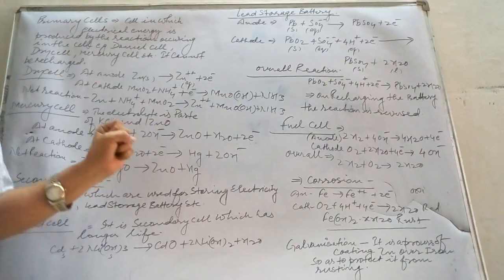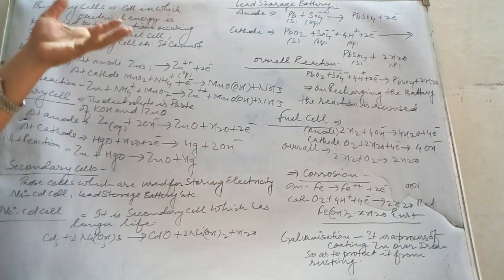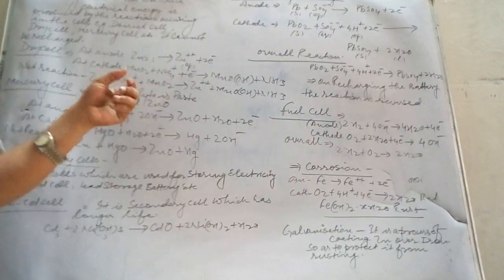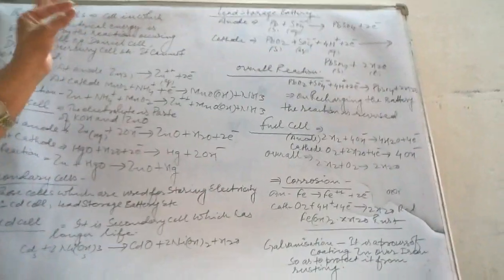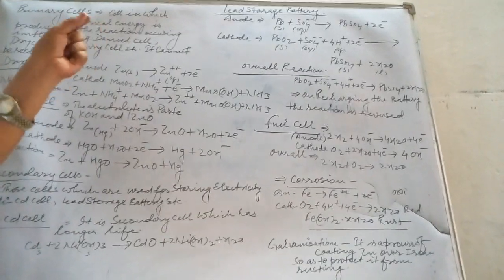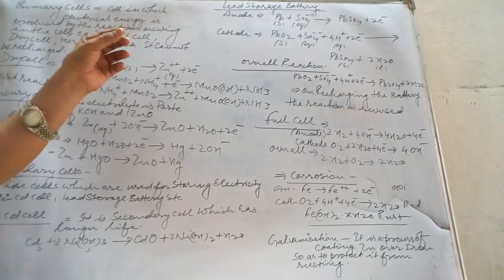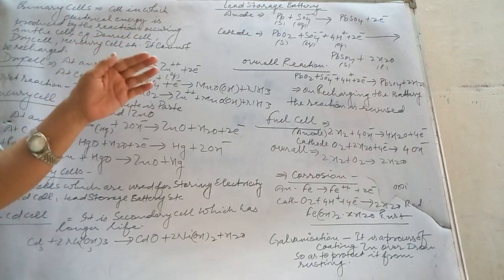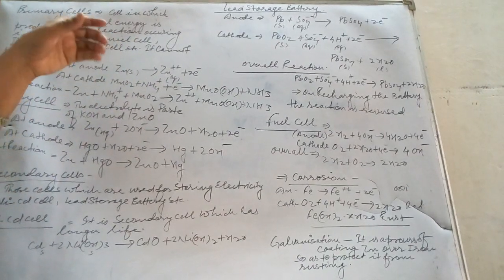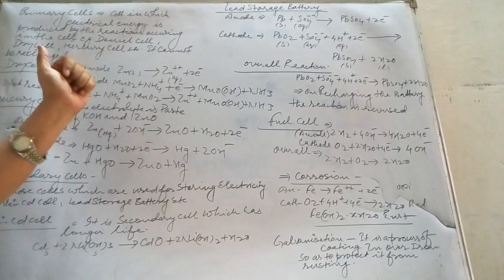Children, fuel cells are used mainly in rockets, because these are very special cells which need only hydrogen and oxygen in a particular device, and they provide enormous heat, and ultimately these are very special cells.